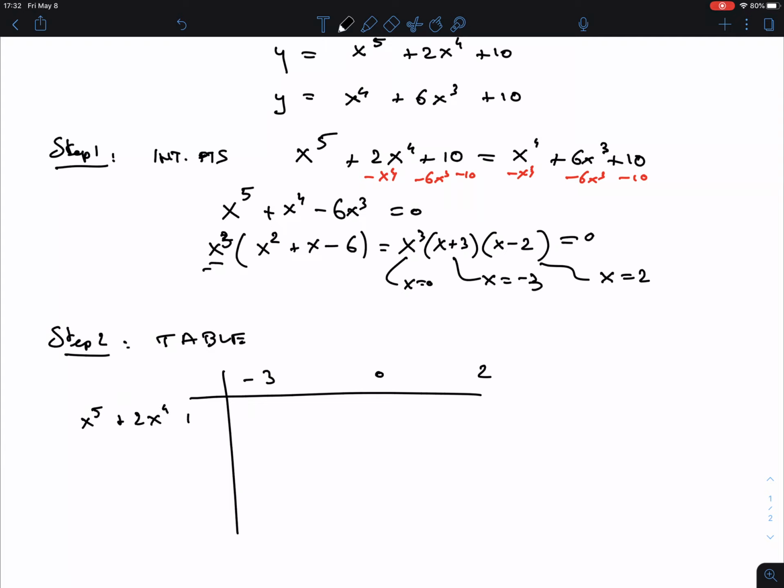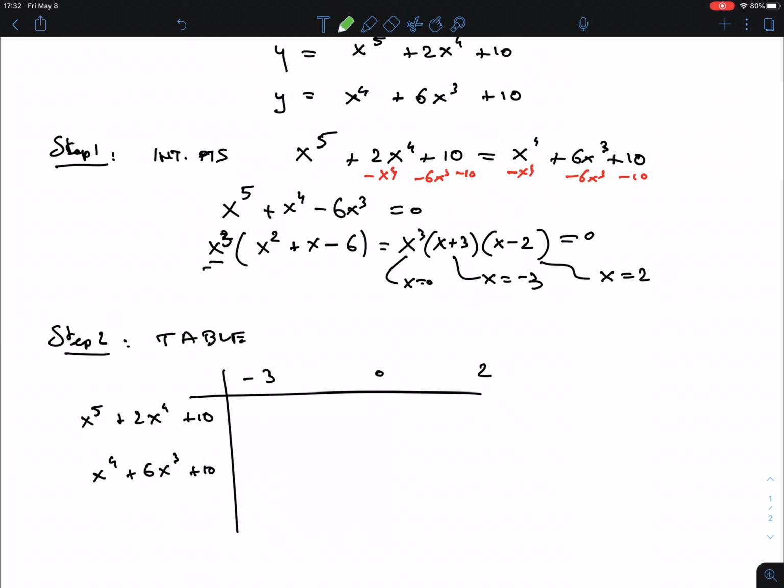Then our two equations, x to the fifth plus 2x to the fourth plus 10, and x to the fourth plus 6x cubed plus 10, and we wonder which one is top and which is bottom. We have two intervals, so we need a test point in the first interval and a test point in the second interval. Remember, this means arbitrarily chosen numbers. It doesn't have to be 1 or minus 1, as long as it's in those intervals, you're good. Then we check which of these two curves has the highest value there.